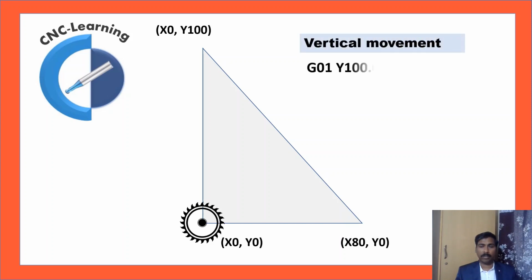Now vertical movement. G01 Y100 F500. So you can see now the vertical movement, there is no movement in the x axis, there is only y axis movement.